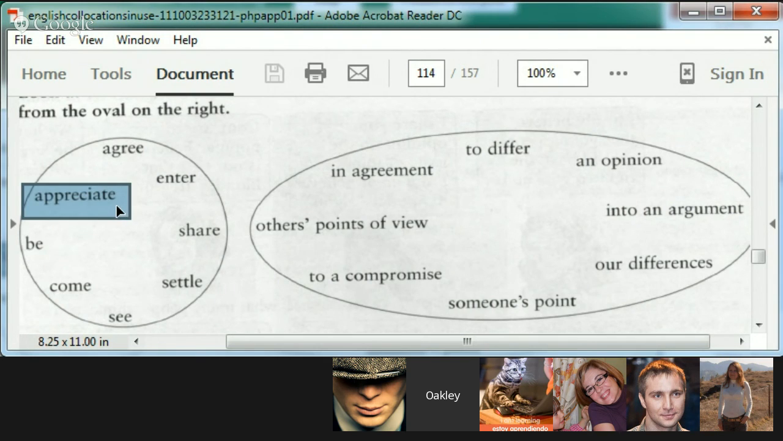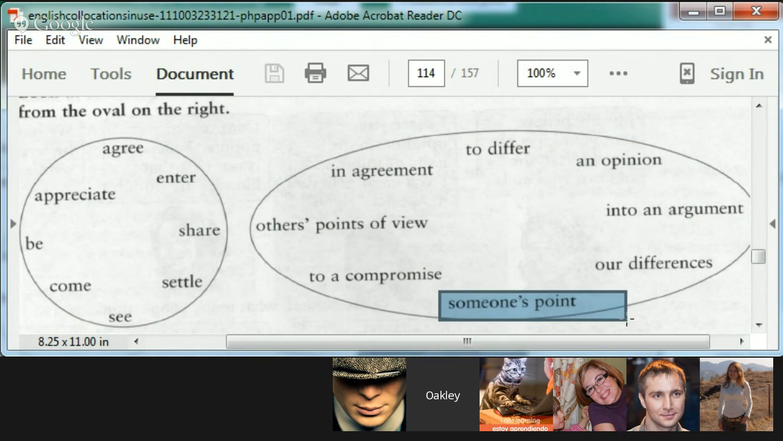Okay. Last one here. Appreciate. Alex, can you appreciate? I appreciate your points of view, for example. Yeah. Okay. Anything else? I appreciate your opinion. Yeah, same idea. Appreciate others' points of view, appreciate an opinion. You can appreciate someone's point.